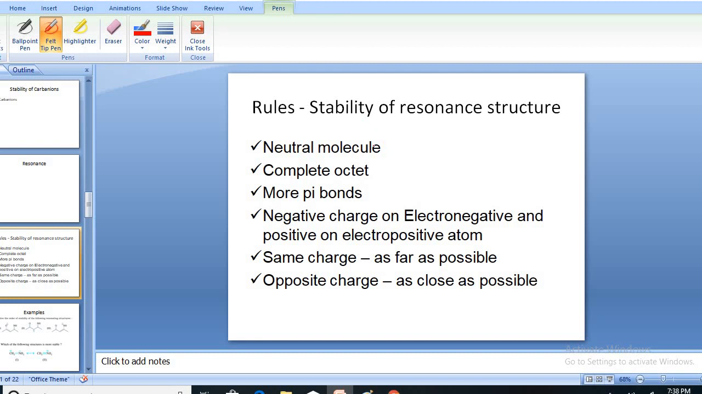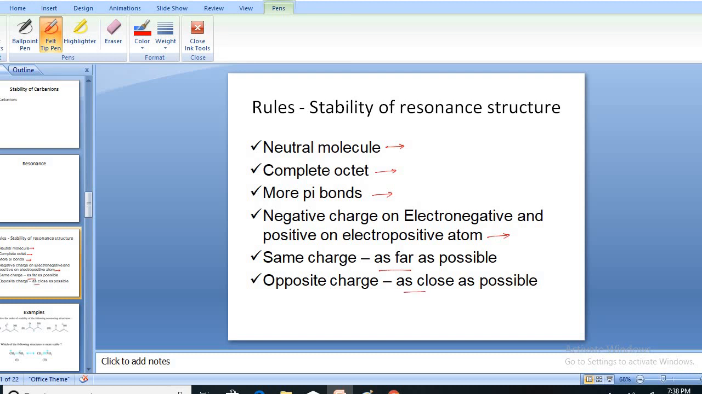The first criteria has to be the sequence. First it has to be neutral, then it has to be complete octet, then you have a pi bond, more number of pi bonds, then negative charge on electronegative atom, positive charge on electropositive atom, same charges should be as far as possible, opposite charges should be closer.